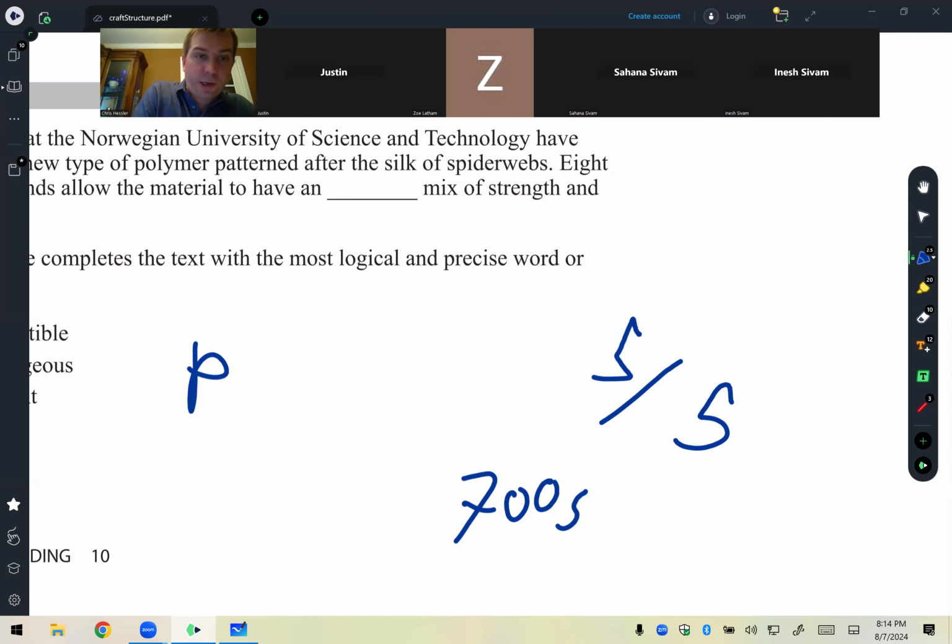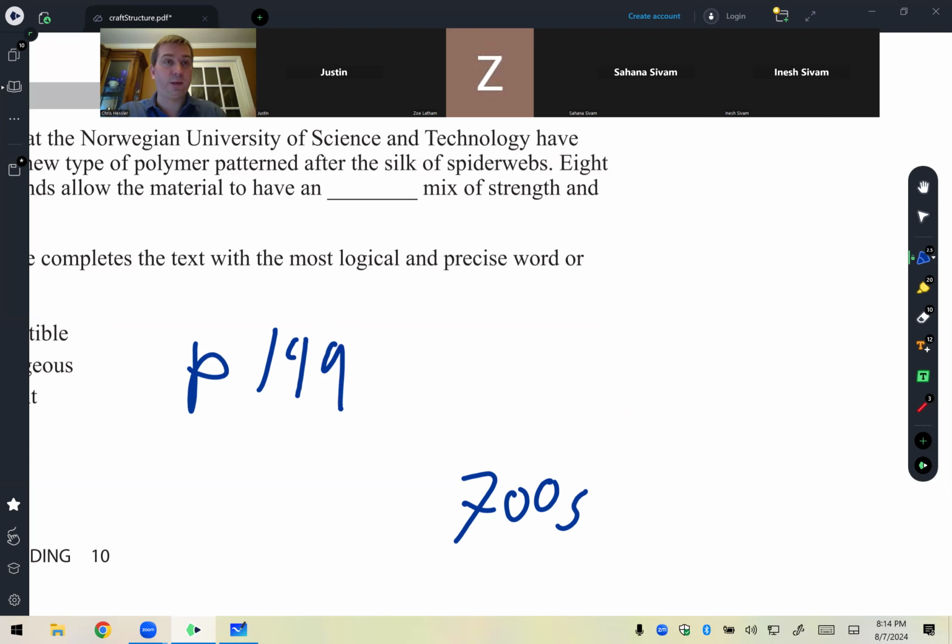So turn to page 149 in the blue book. We're going to do the craft and structure drills. So here we have 10 questions total. Try all 10. Don't look at the answers. I think it makes sense to treat this as a real assignment. I think it makes sense to practice these. So give them an honest try. Don't look at the answers. I know that the answers will be in the back, but don't look at them.